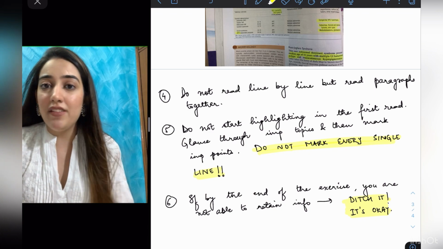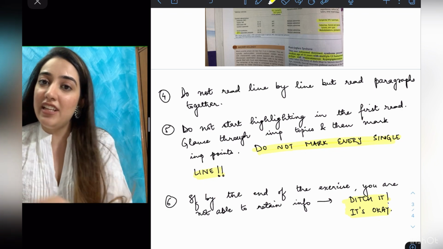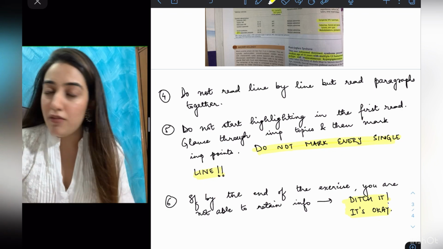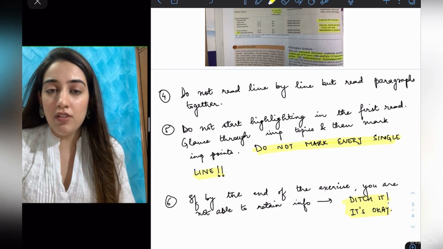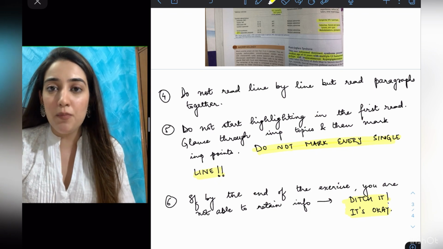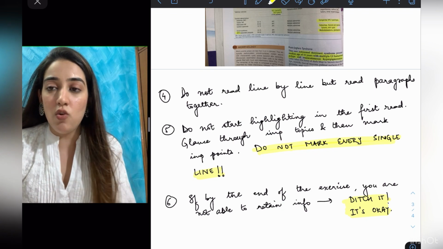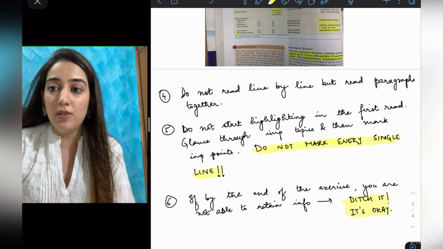Do not mark every single line. I've seen people marking each and every line with the highlighter, but you don't have to do that. Because if you do, then by the end of the year, when you are revising for your university exams, you won't know what is important and what is not. So please try to filter and make your notes and information as concise as possible.